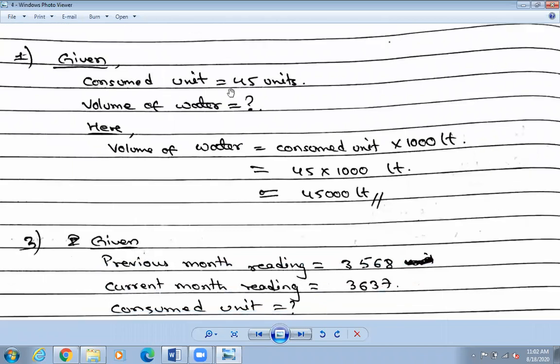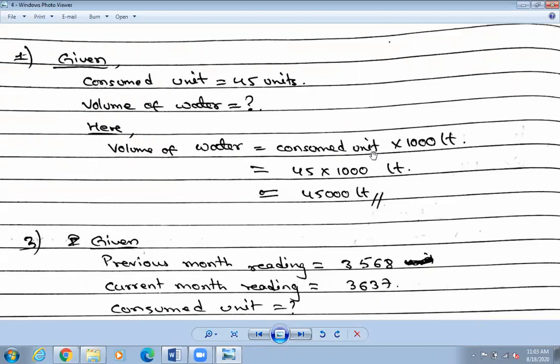Okay, so the consumed unit is 45 units. Volume of water equals what? How many liters of water do you use? So here, volume of water equals... what is the formula? How many units did you consume? 45. 45 into 1000, you know. The formula is consumed unit into 1000 liters. LT means liters. So consumed unit into 1000 liters is the formula of volume of water.